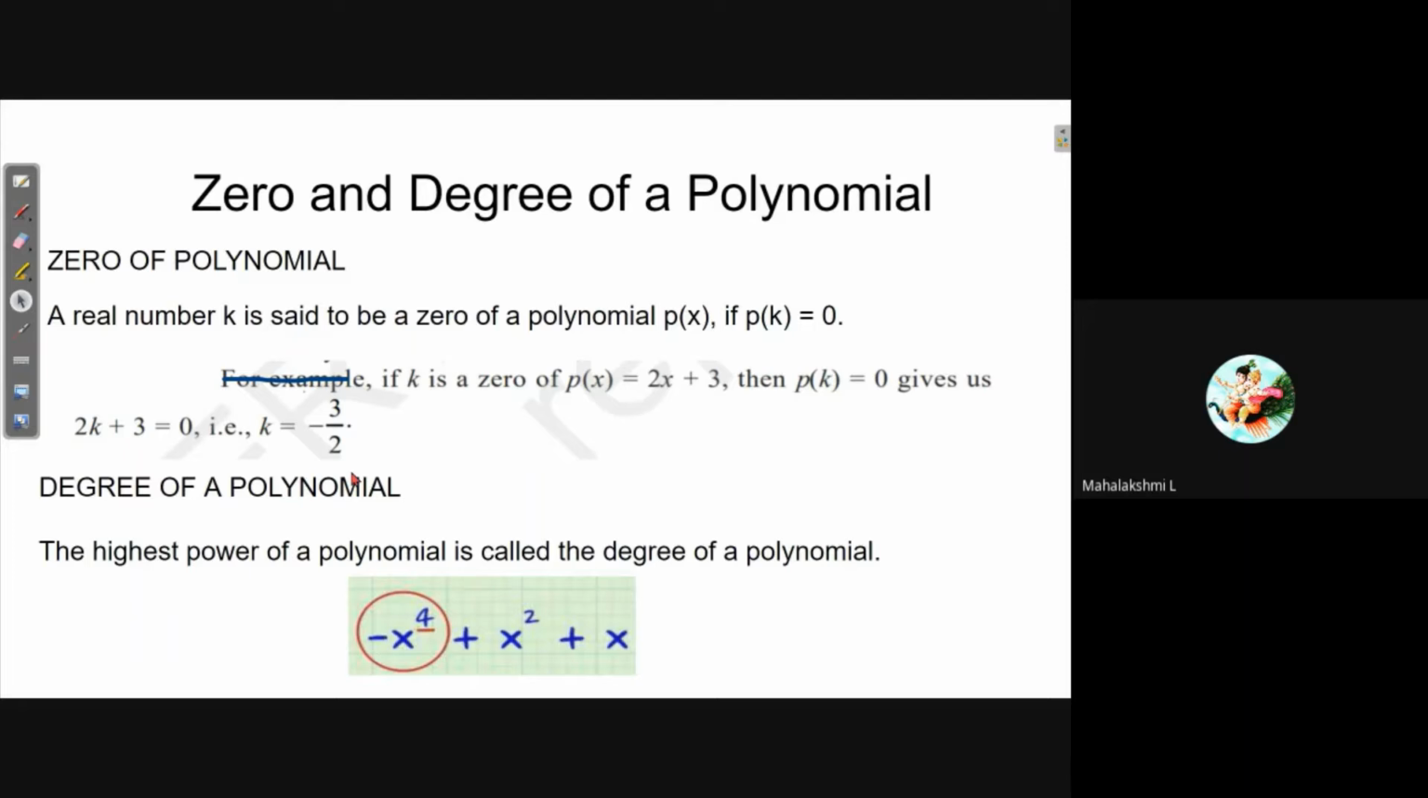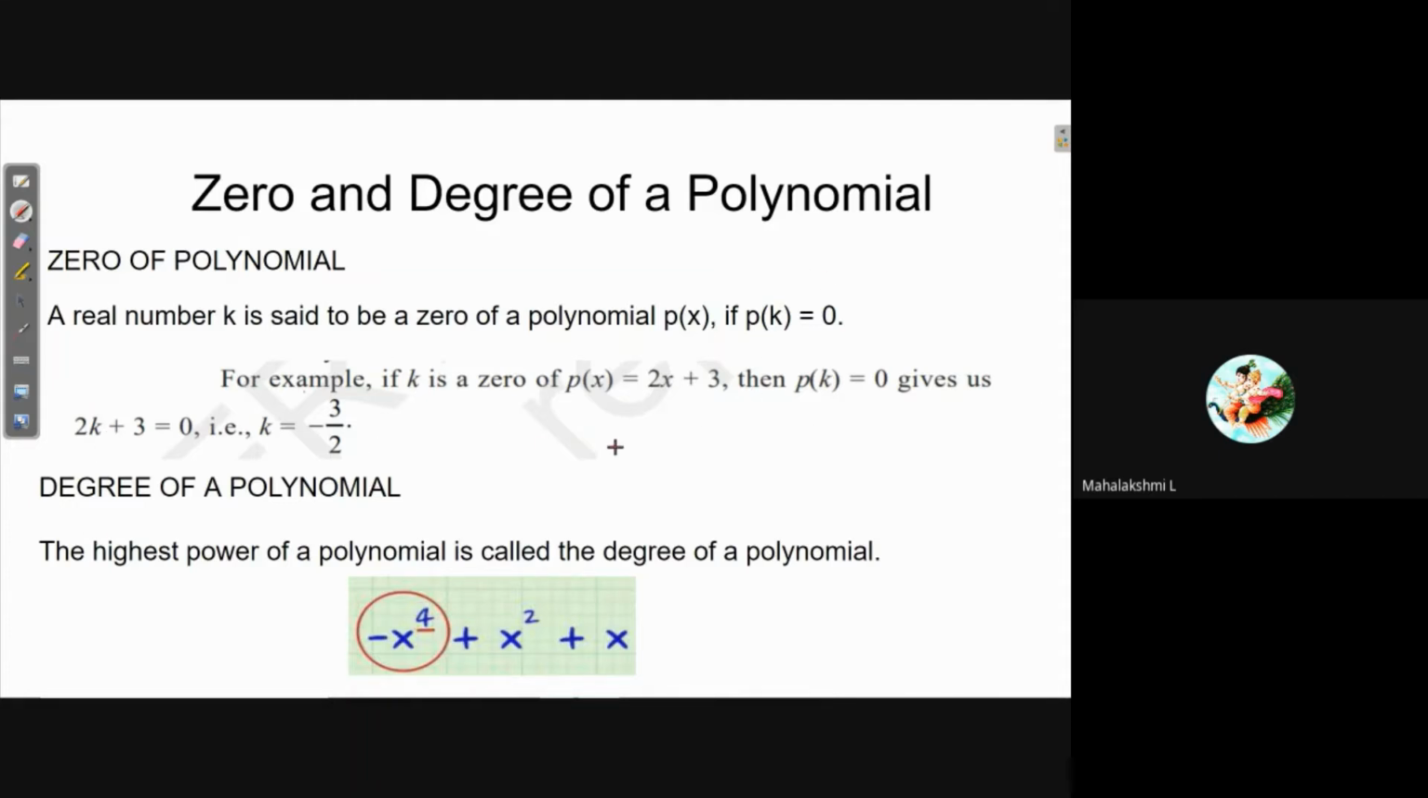And then what is the zero and degree of a polynomial? A zero of a polynomial means a value of x for which the given polynomial becomes zero. Say here I have 2x plus 3. For what value does this become zero? If I put the value of x as minus 3 by 2, what will happen? 2 into minus 3 by 2 plus 3. The 2s will cancel, giving minus 3 plus 3, which is 0. So when the value of x is minus 3 by 2, the polynomial p of x will be 0. So we can say minus 3 by 2 is the zero of the given polynomial.